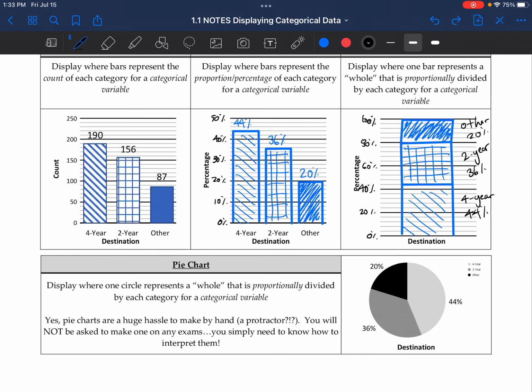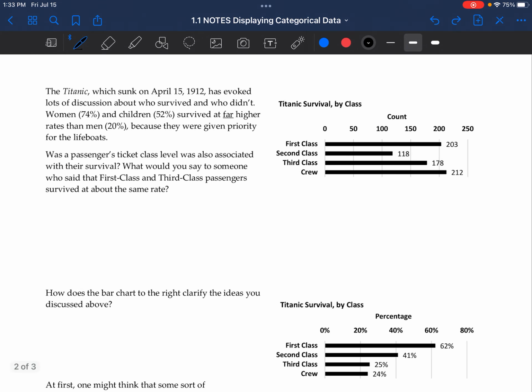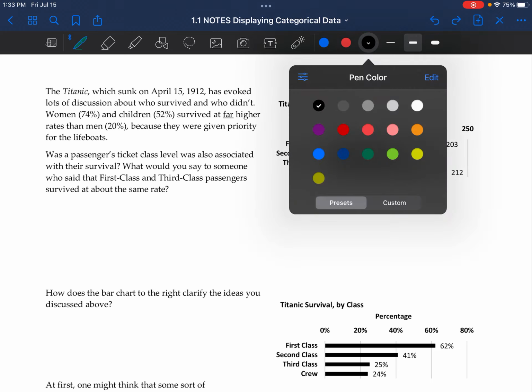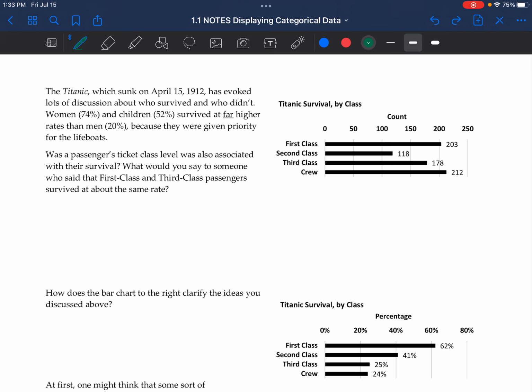All right, we're going to move to the backside now. If you need to pause and catch up, do so. But let's look at the backside. The backside has us looking at the Titanic. The Titanic sunk in 1912. There's a common phrase, women and children first, that is associated with the Titanic because when the Titanic sunk, there wasn't enough lifeboats, so women and children were given priority.